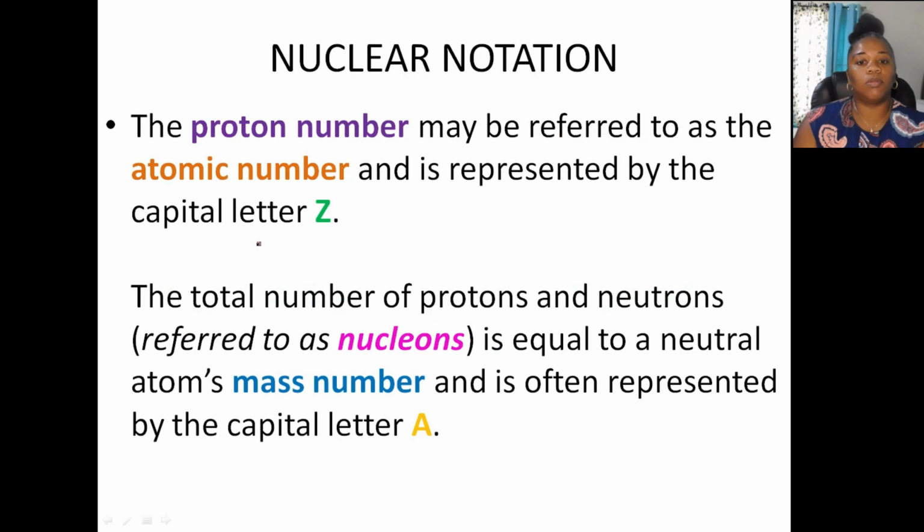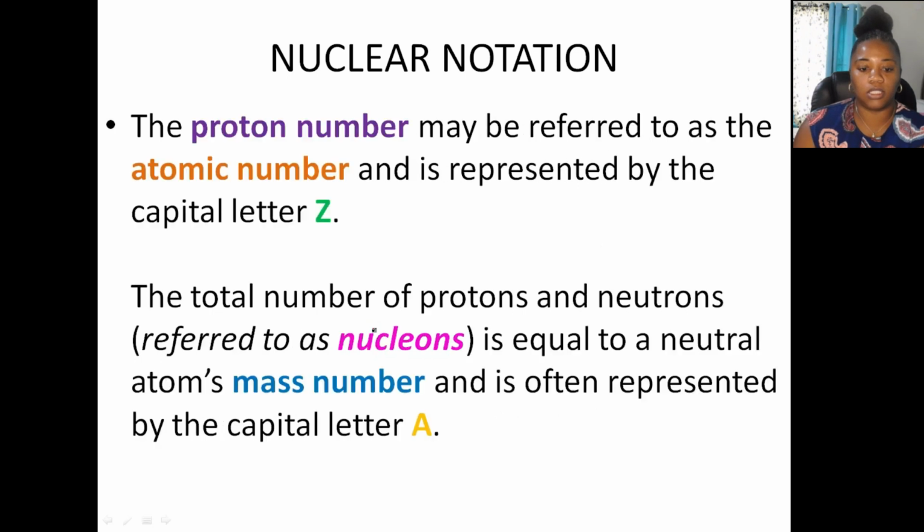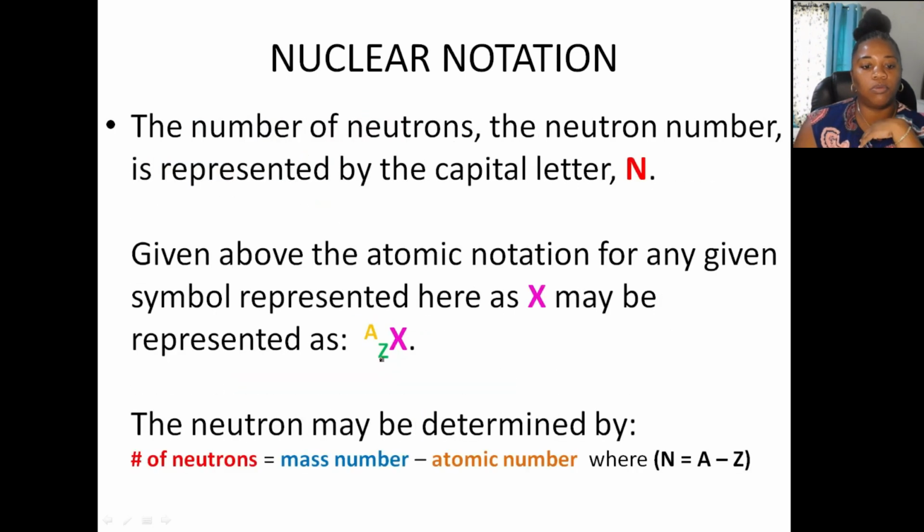And the proton number may be referred to as the atomic number and is represented by the capital letter Z. Sometimes they have different notations, but in this case we're going to say the atomic number is Z. The total number of protons and neutrons make up the mass number, and they're referred to as nucleons. We represent that as the letter A. So look at it here, we have A and Z. A would be the mass number in this case, and Z would be the proton number.